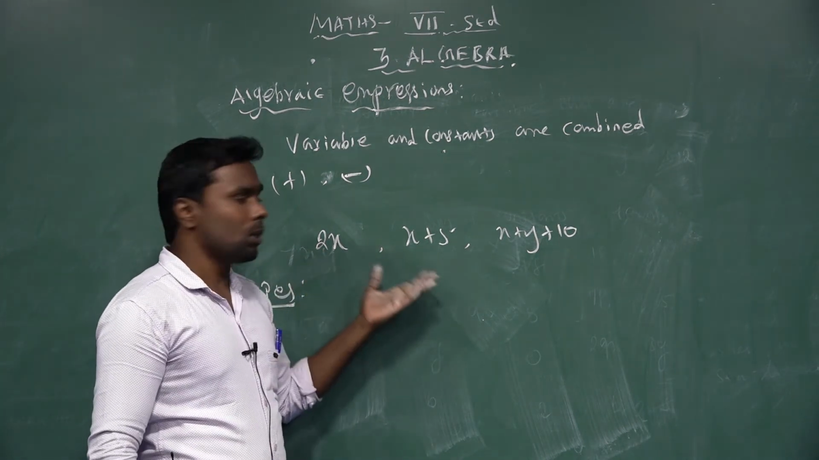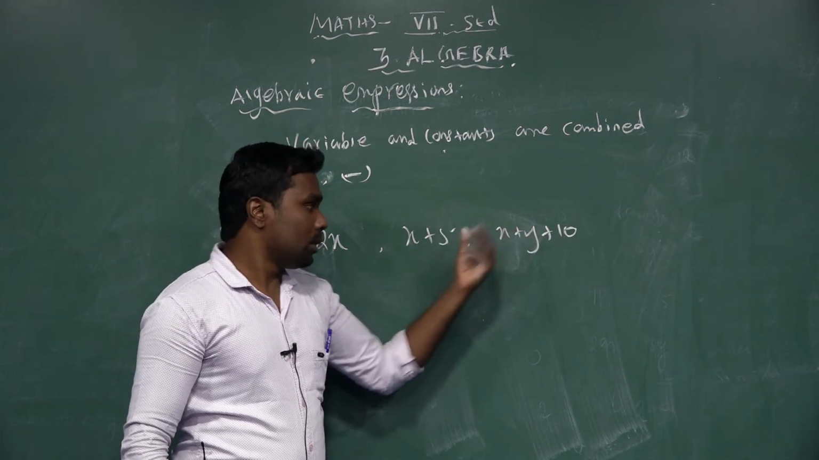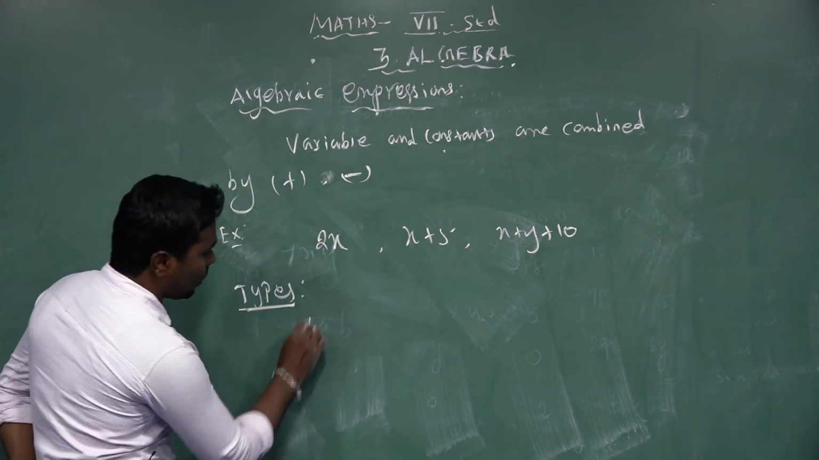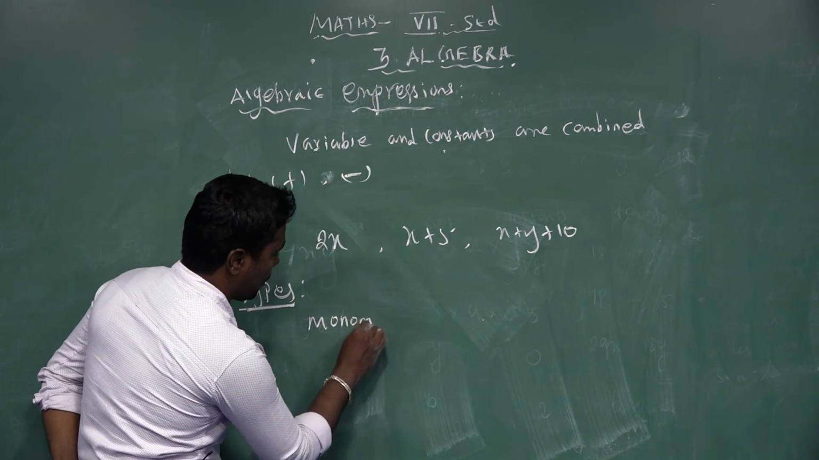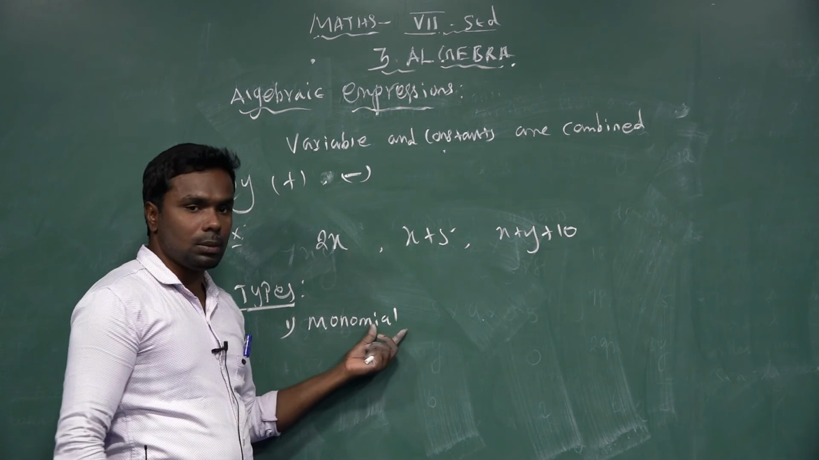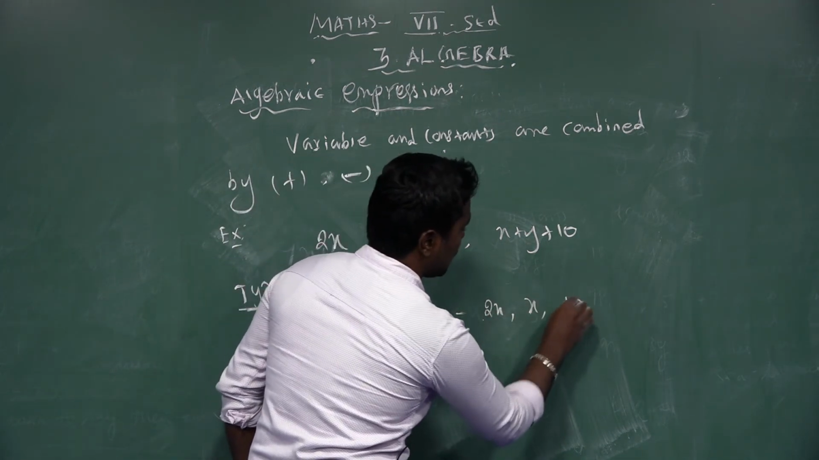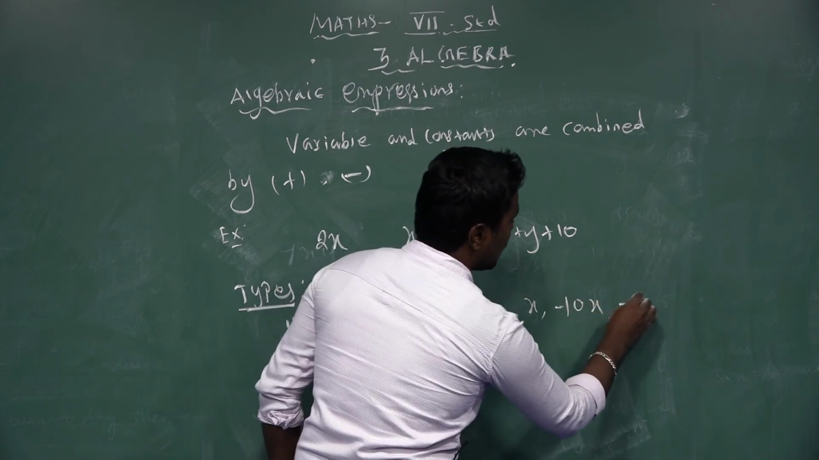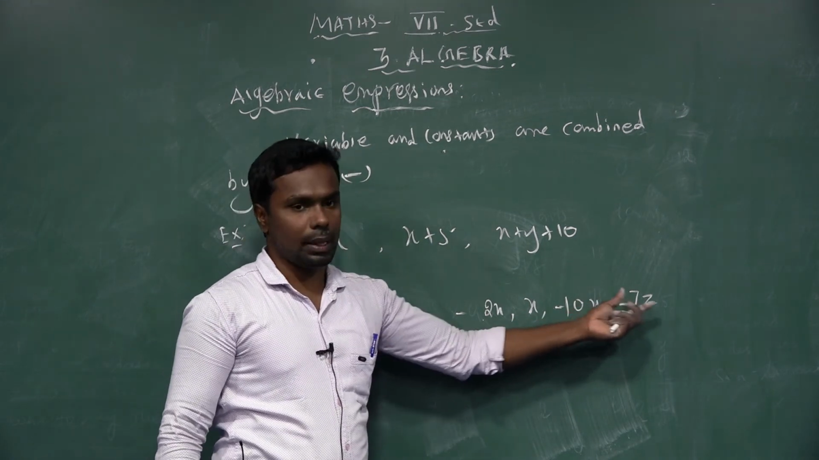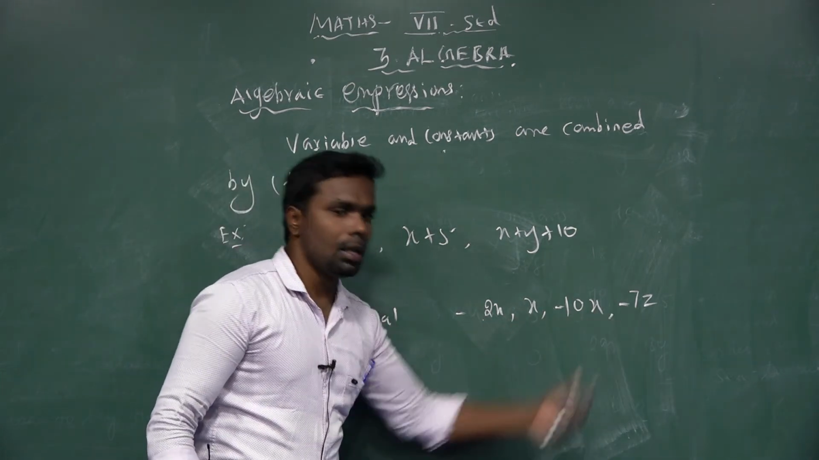An algebraic expression may have one term, two terms, or more terms. An algebraic expression with one term is called a monomial. For example, 2x, minus 10x, or 7z.